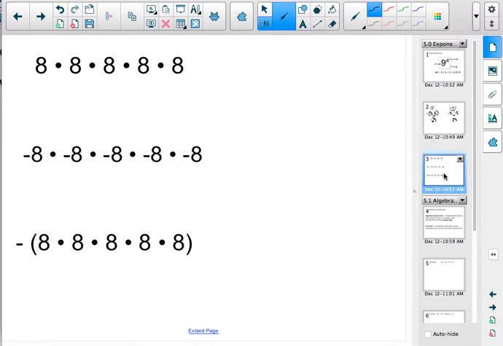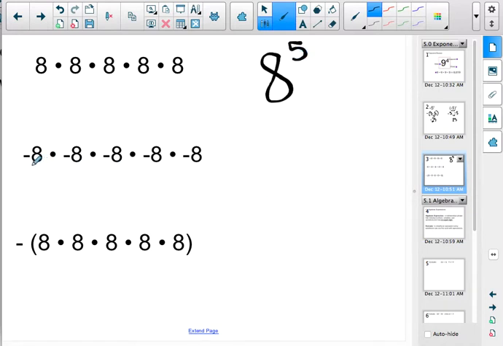Our final set of problems for this video deal with how to take an expanded problem and write it in exponent form. So this problem is 8 times 8 times 8 times 8. The base is what repeats over and over again. So the base is 8, and we are multiplying it by itself 5 times. So this expression would be written as 8 to the 5th power.